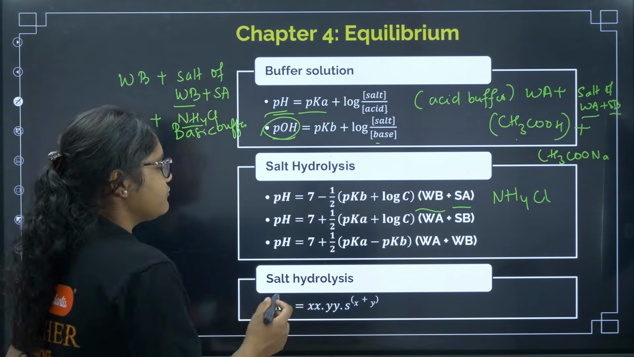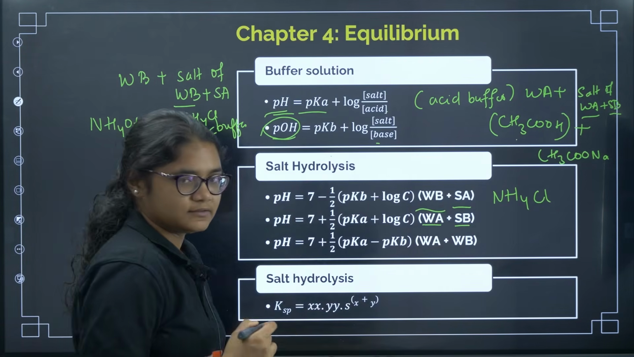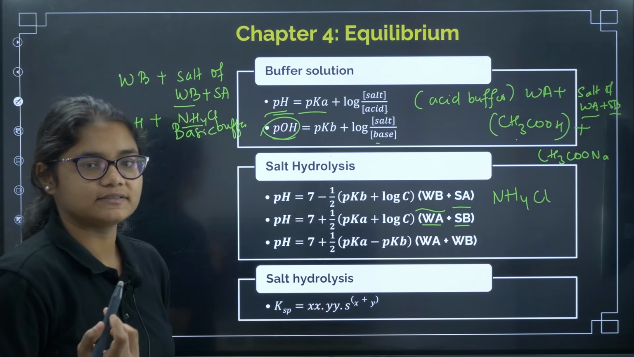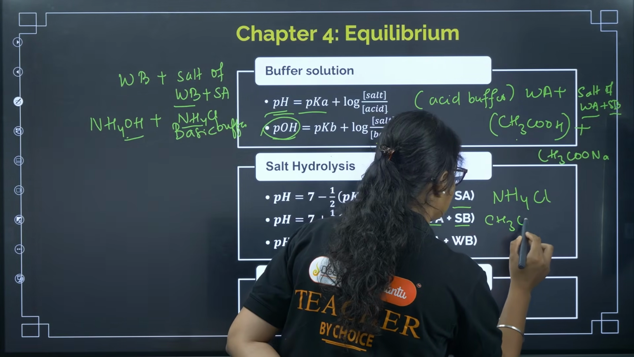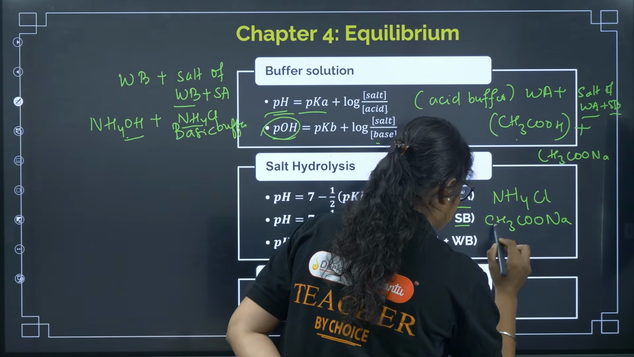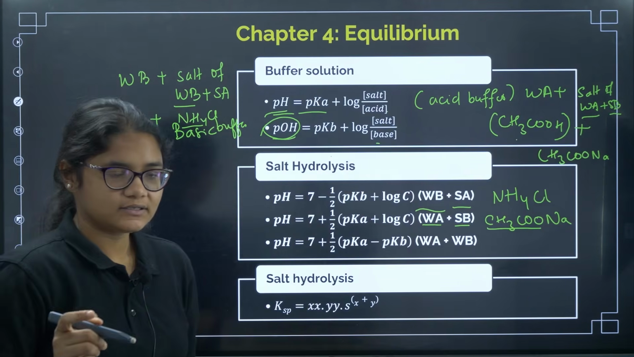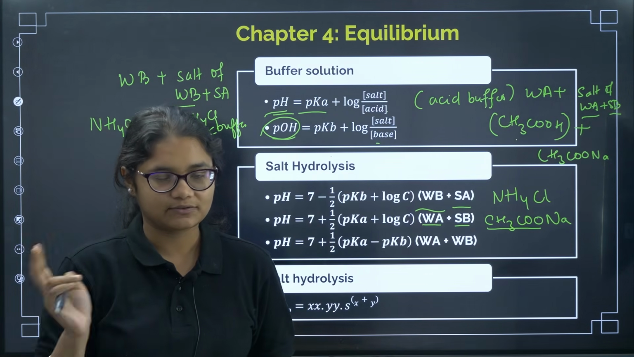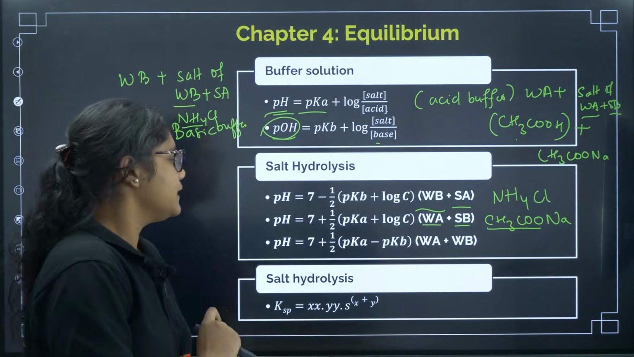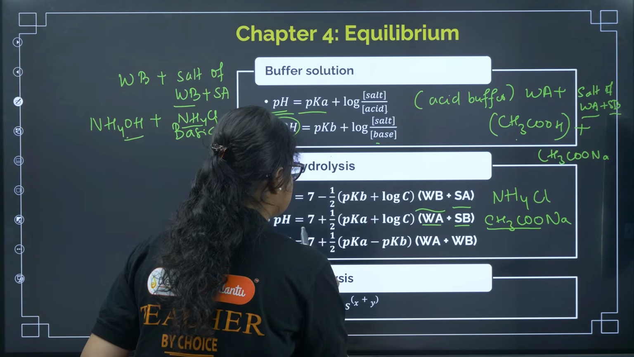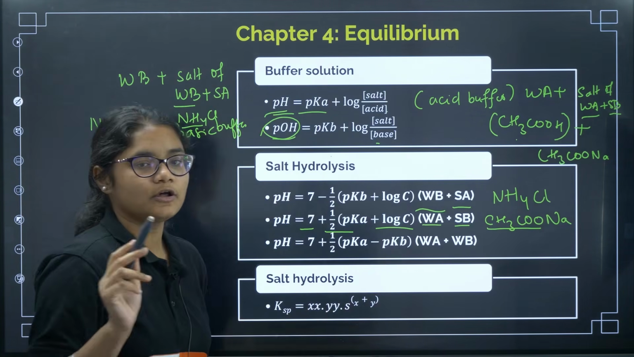Okay. Now if it is a weak acid and strong base, we can have the example of CH3COONa, right? Here the weak acid is CH3COOH and the strong base is NaOH. If they react, we'll get CH3COONa, right? In that case, the pH value will be 7 plus half pKa plus half log C.